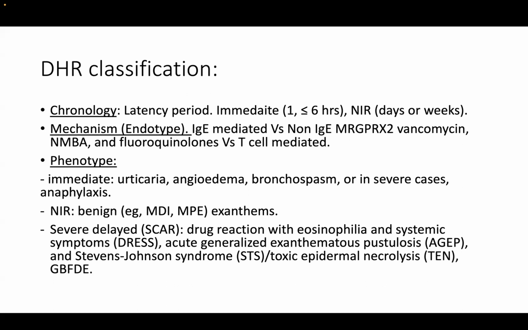And then I have to determine the mechanism, or the endotype. So what do we mean by the mechanism? What is the immune mechanism underlying this reaction phenotype, or these signs and symptoms the patient has? Is it an IgE-mediated reaction? An example of that is MRGPRX2 receptor stimulation by multiple medications, including vancomycin, neuromuscular blocking agents, and fluoroquinolones. Or it could be T-cell mediated, in addition to many mechanisms we'll cover in the next few slides.